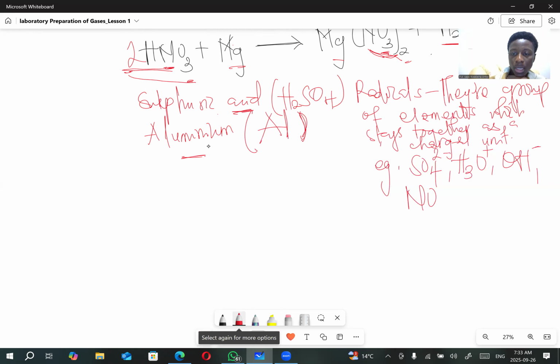NO3, their charge is negative. Yesterday, I seem to have written a number of them. What else again? Okay, you can refer to yesterday's note. PO4, it's 3 minus. All these are radicals, by the way.